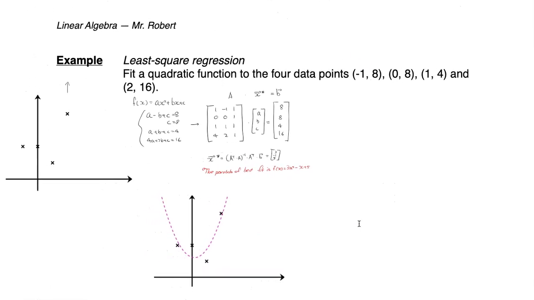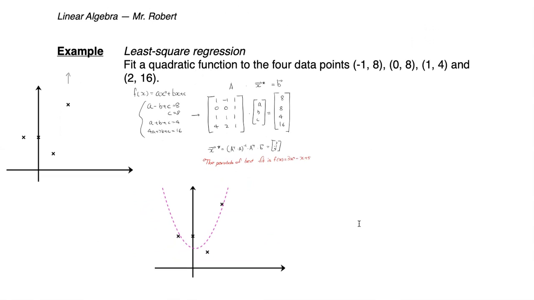Finally, least squares regression. Fit a quadratic function to the 4 data points: negative 1, 8; 0, 8; 1, 4; and 2, 16. I sketched the points here. So clearly we know that it's not possible to have a parabola go through these 4 points. It's visibly impossible. But what is the best parabola, shown here in purple? How can we find the equation of this parabola?